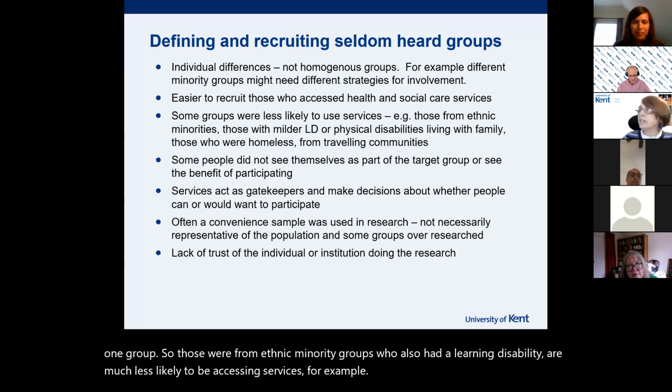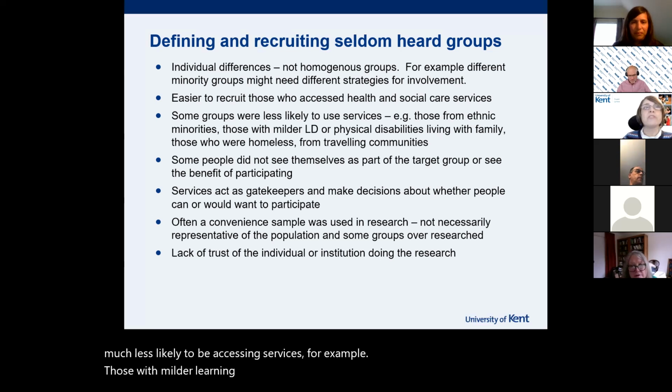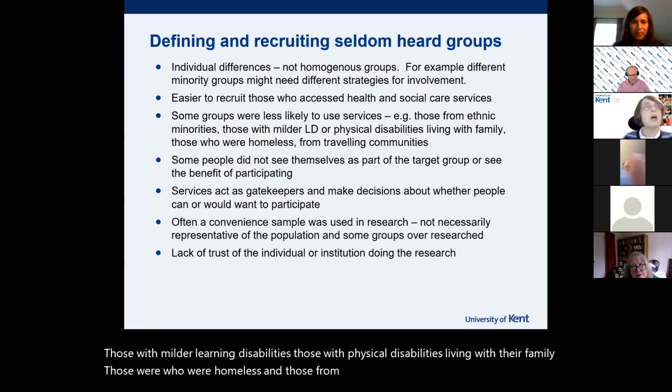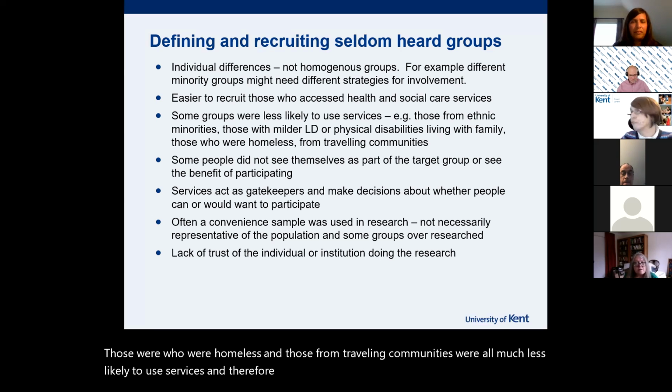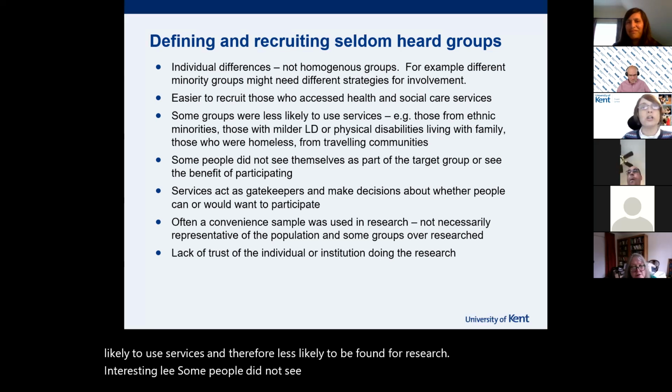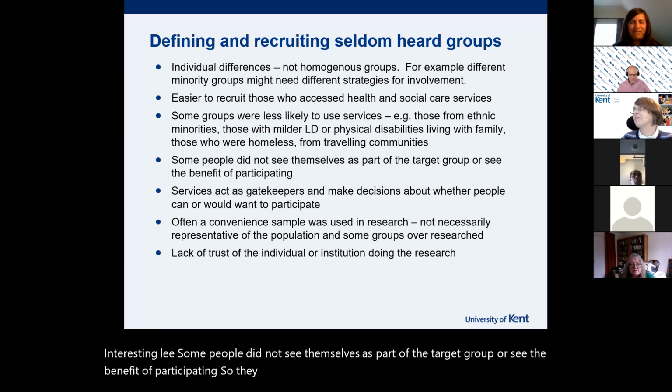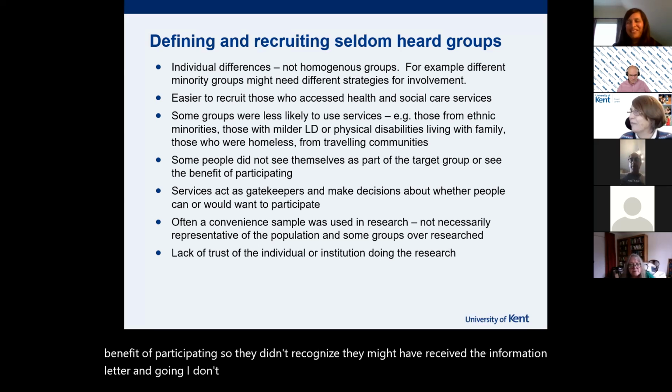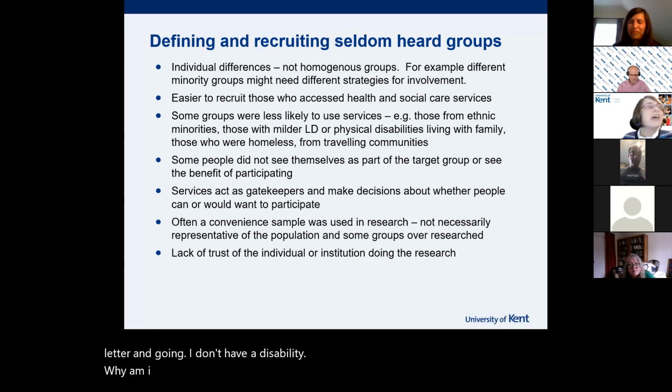Those with milder learning disabilities, those with physical disabilities living with their family, those who were homeless, and those from traveling communities were all much less likely to use services and therefore less likely to be found for research. Interestingly, some people did not see themselves as part of the target group or see the benefit of participating. They might have received the information letter and thought, I don't have a disability, why am I being sent this?